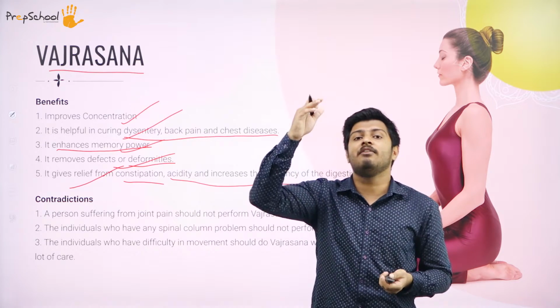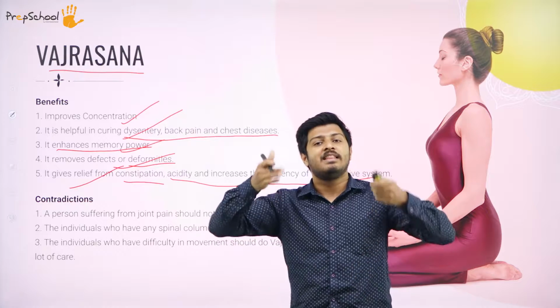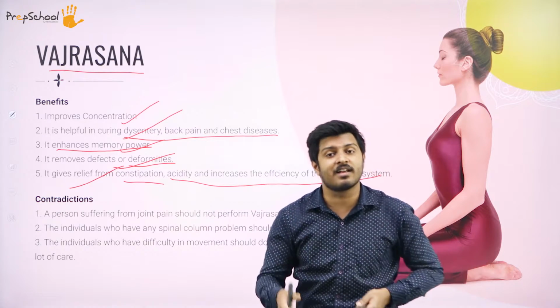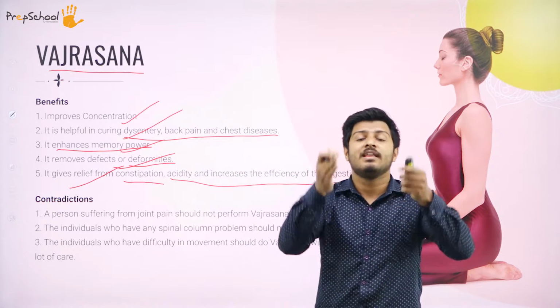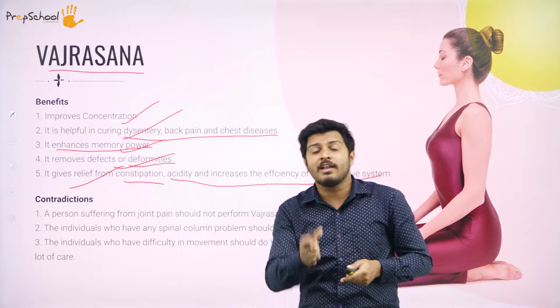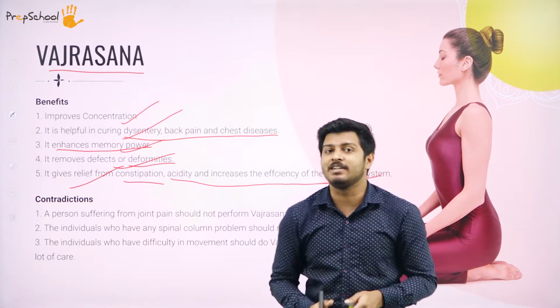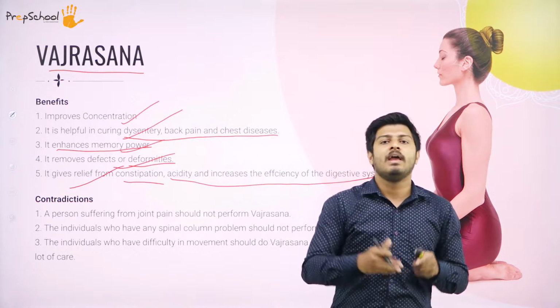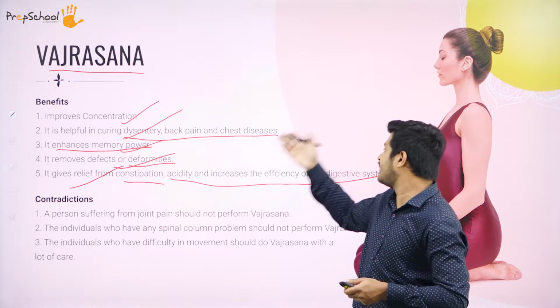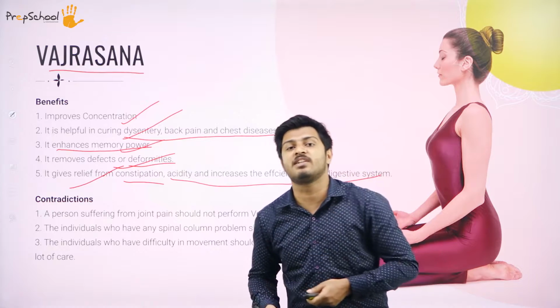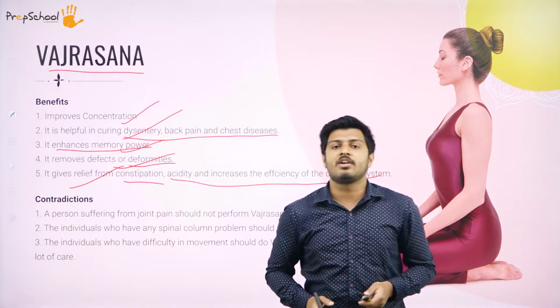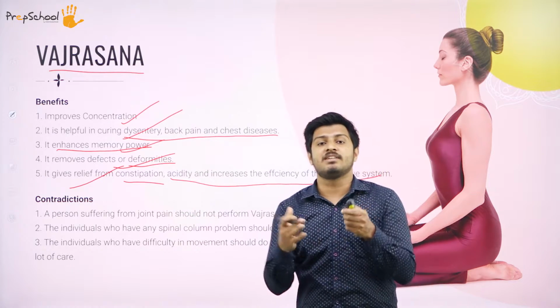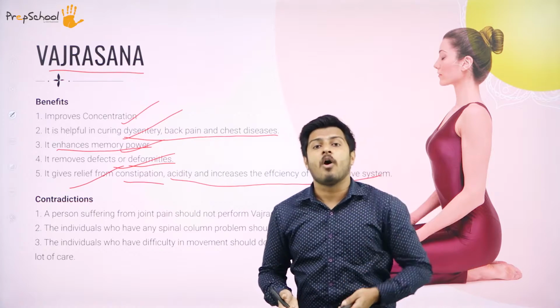So automatically, when your digestive system is stronger, the calories get burned faster, and it helps you with the fat present in your body, or with the situation of obesity. Now you understand the link and the chain, why exactly we are talking about this. It will help you with constipation, acidity, and efficiency of your digestive system. All these things are related to helping you with your digestion, which in turn will help you with obesity.